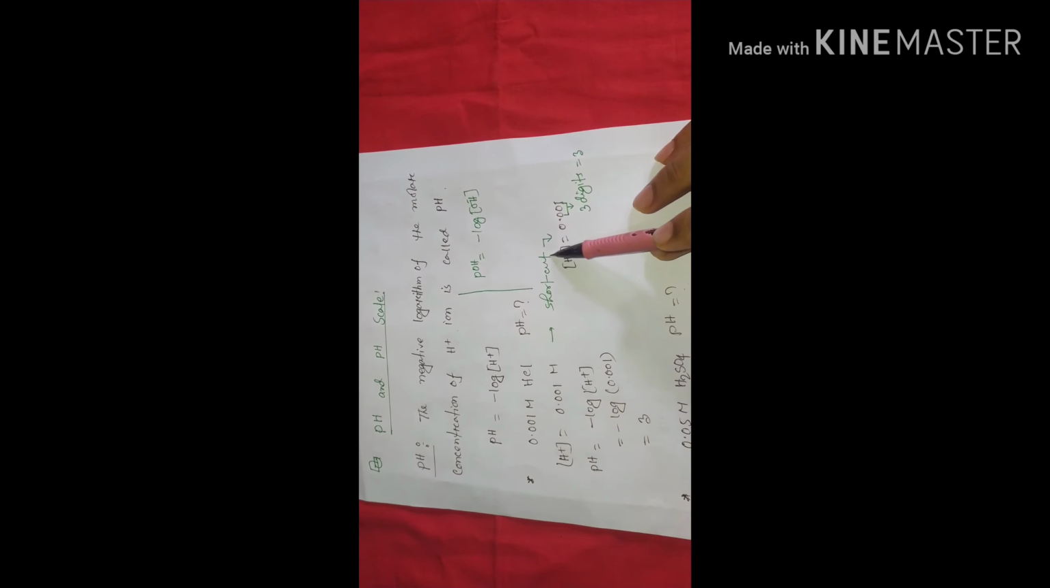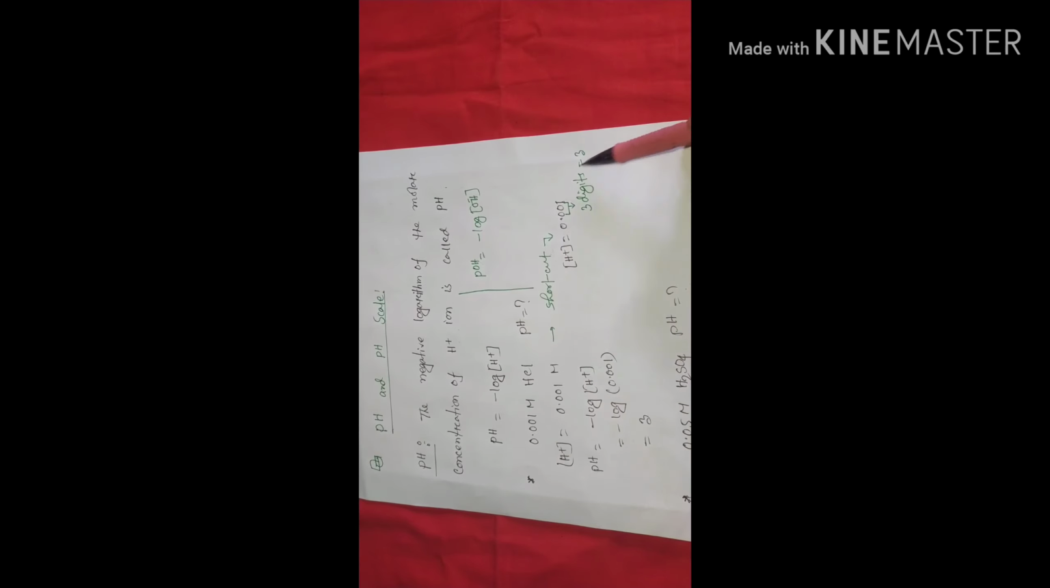This is the shortcut way to determine the pH value of any acid. If the last digit is 1 and all the other digits are 0, then pH will be the number of all digits. Here there are 3 digits and the last digit is 1 and the previous 2 digits are 0. That's why we can say the pH of this solution is 3.